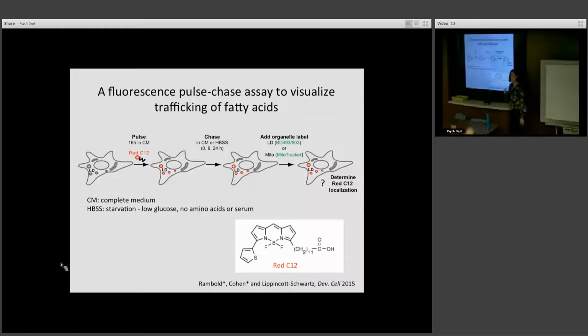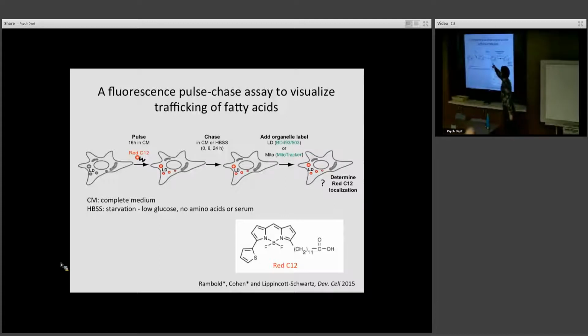And to do this, I developed a fluorescence pulse chase assay using a fluorescent fatty acid. This is a fatty acid that I'll call red C12. It has a BODIPY fluorophore and 12 carbons, but including the length of the fluorophore, it's more like palmitate, which is one of the most abundant fatty acids in the blood. So I feed cells with trace amounts of this fluorescent fatty acid overnight.